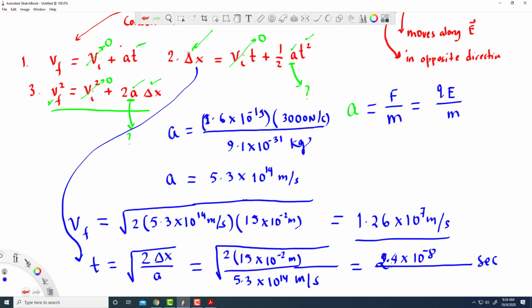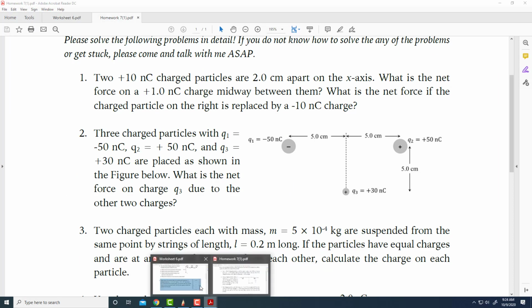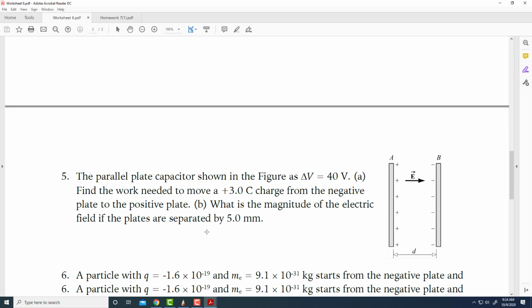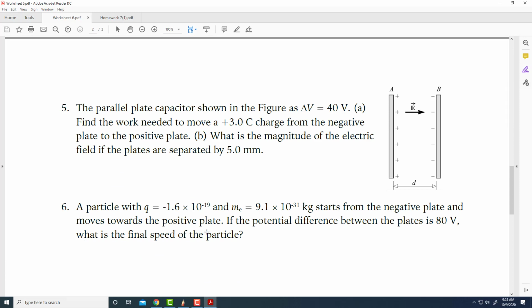Okay, so that's using the kinematics. Now let's also see another problem where I will use energy conservation. Okay, you can use kinematics, but there's another way to do that problem. So let's look at, let's see, number either 5, both are similar kind of problem, 5 and 6. So I will show you maybe 6.